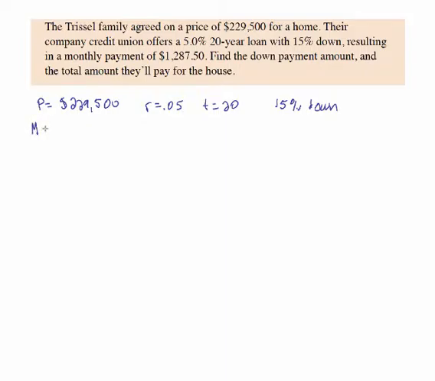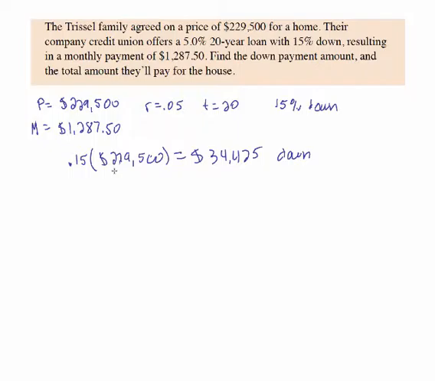We've been using capital M for monthly payments recently, of $1,287.50. So good practice to write down all the information and then start to think about what we're supposed to do with that info. First thing is to find a down payment. Well, 15% down means that the down payment is going to be 15% of the selling price. So we calculate 15% of the selling price, which is $34,425, and that's our down payment.